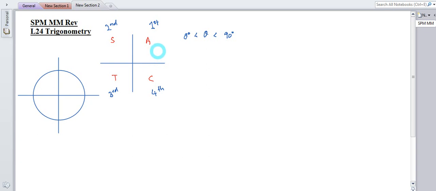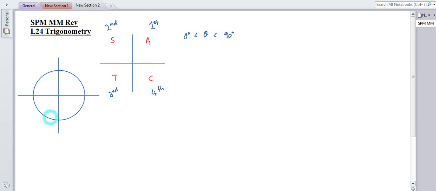So sine, cosine, tangent, all will be positive. When we go to the second quadrant, only sine will be positive. When we go to the third quadrant, tangent will be positive. And when we go to the fourth quadrant, only cosine will be positive. So ASTC. Let me explain to you why ASTC.